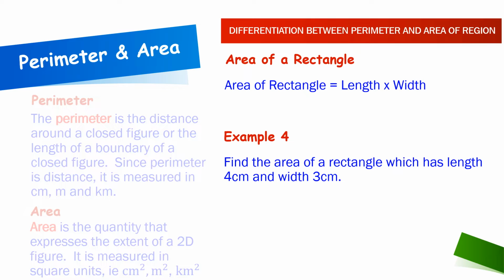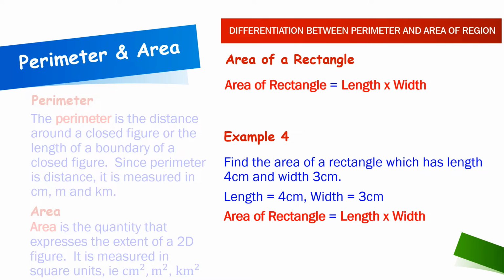So in this example, we're required to find the area of a rectangle which has length 4 cm and width 3 cm. So writing this out, length equals 4 cm, width equals 3 cm. And applying this to our formula, area of rectangle equals length times width, gives us that the area of the rectangle is equal to 4 cm, which is the length, times 3 cm, which is the width, which equals 12 cm squared.